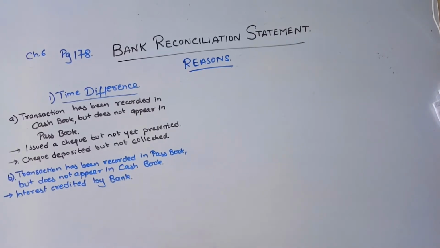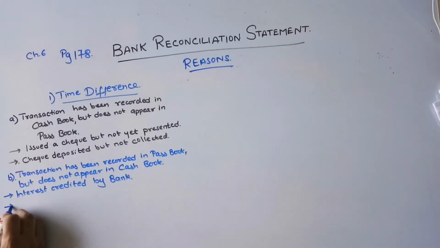So what will happen? My bank balance will increase, but will my cash book increase? No, because till the time I don't update my passbook or receive the bank statement, I will not even get to know whether the interest has been credited in my bank account or not. That is called a transaction recorded in the passbook, but not appearing in my cash book. That is the cause because of which there will be a difference in the balance as per the cash book and passbook.